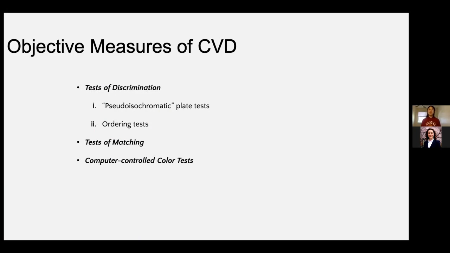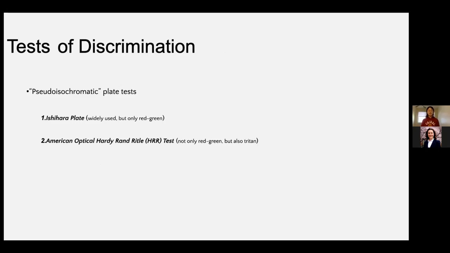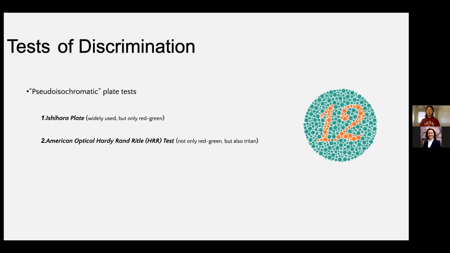People have done a lot of scientific research on measuring CVD, and some typical measures include tests of discrimination, tests of matching, and computer-controlled color tests. For our study, we're using two plate tests. The first one is the widely used Ishihara plate, which is a circle that looks like this. It has different kinds of numbers in it, and I bet all of you have used it before. But the concept of it is that it can only detect red-green color deficiency.